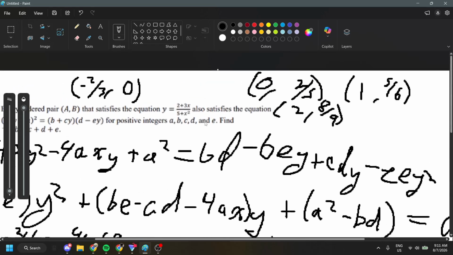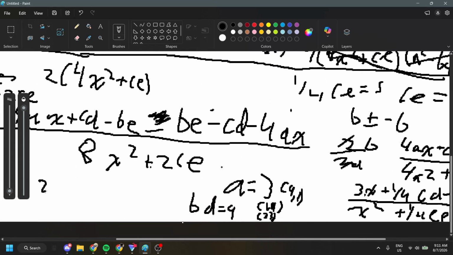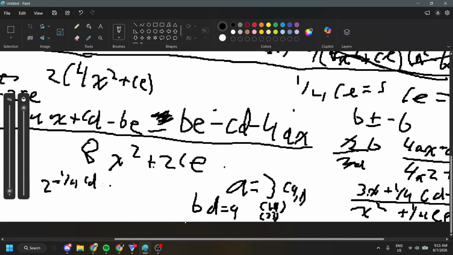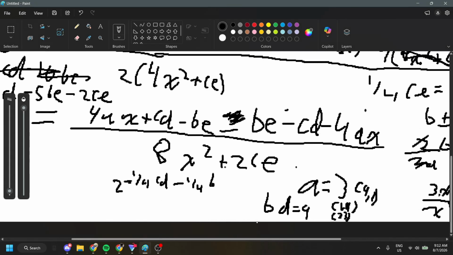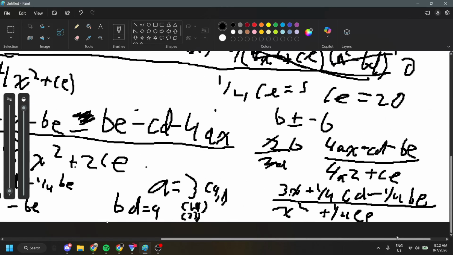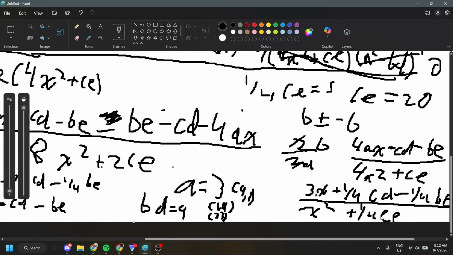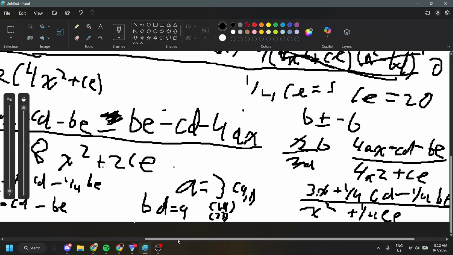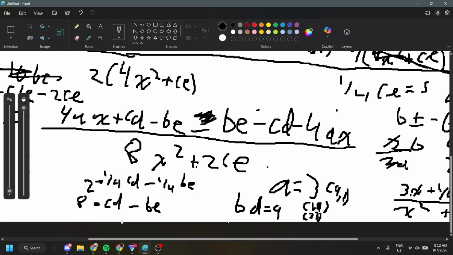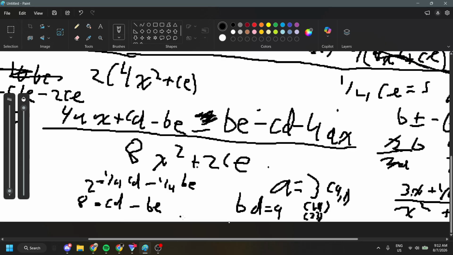And then we have this here. This needs to equal 2. So 2 is equal to 1/4 CD minus 1/4 BE. So 8 is equal to CD minus BE. All we know about these numbers is that CE is equal to 20. So we know the product of this and the product of this, which is kind of weird. We don't know this times this or this times this.